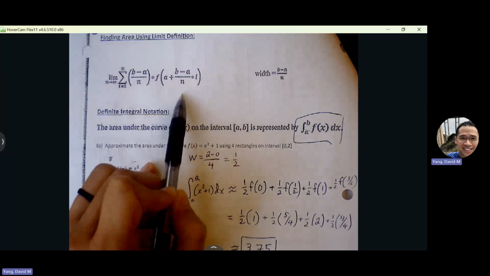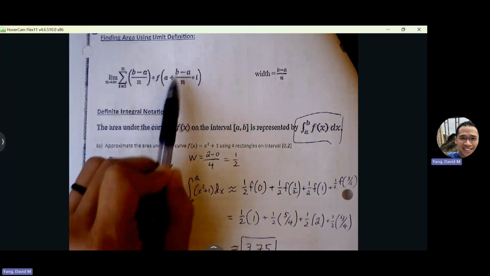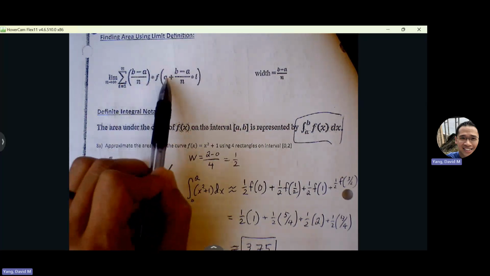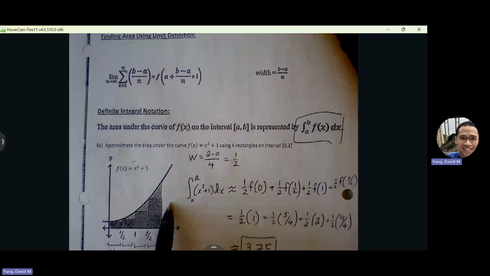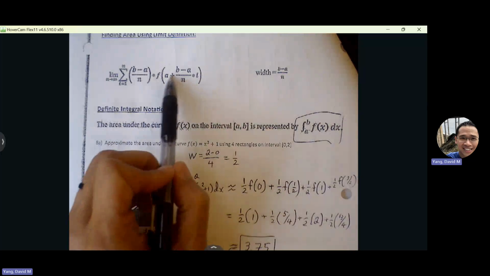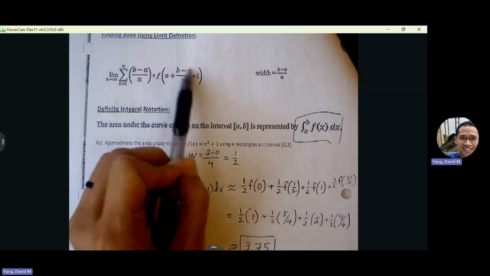We just have to plug into the formula and just understand that the limit notation is going to add up an infinite number of rectangles. But this is doing the job of what we just did, going from 0 to 1/2 to 1 to 3/2. But this is a counter that is done within the formula.